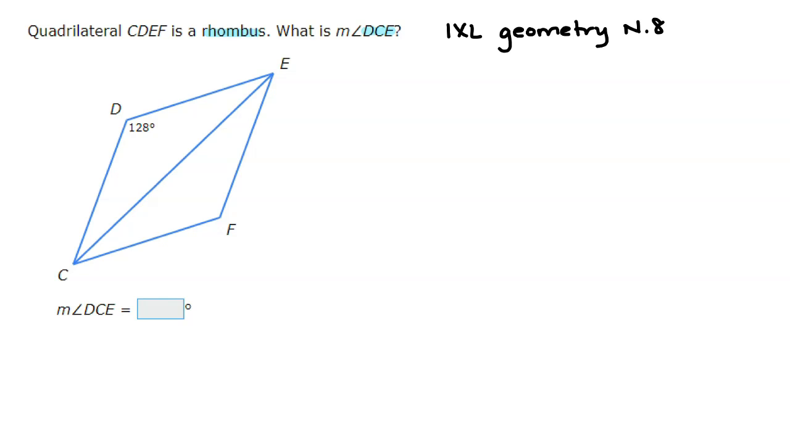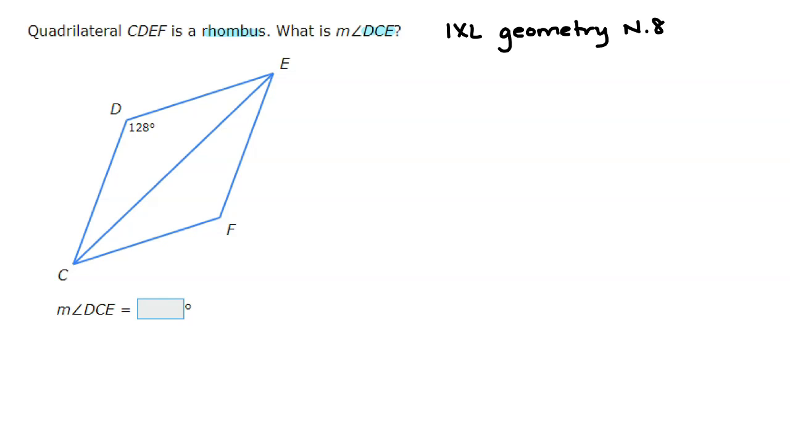When we're talking about a rhombus, we're talking about a very specific type of parallelogram. In the case of a rhombus, we have diagonals which bisect one another at a right angle, or a 90-degree angle. They are perpendicular to one another. We also have that our diagonals bisect opposite angles.